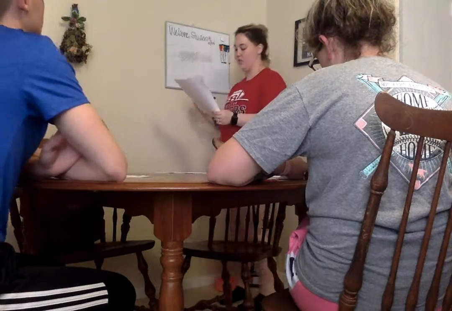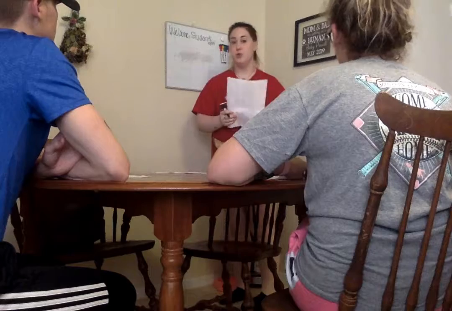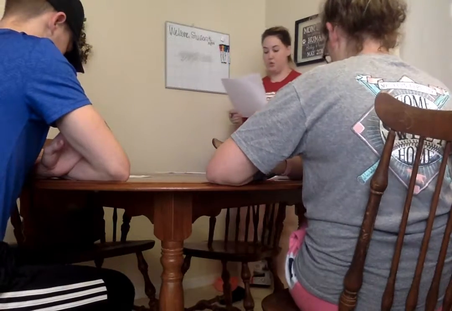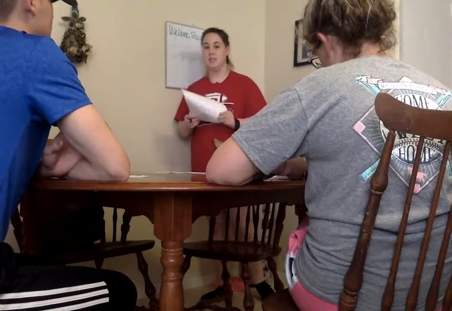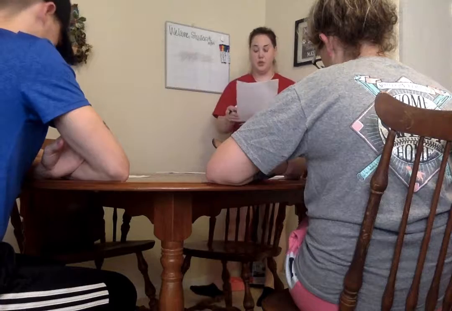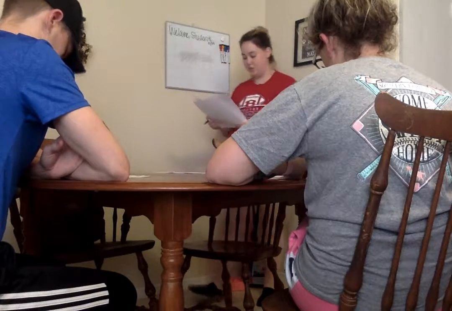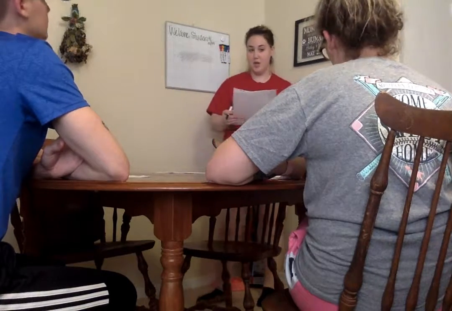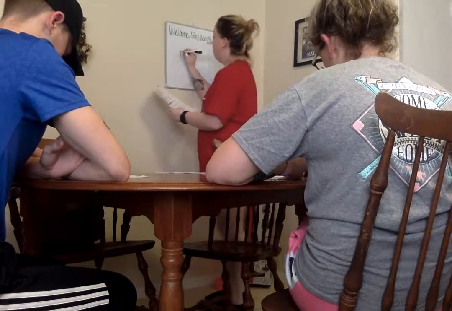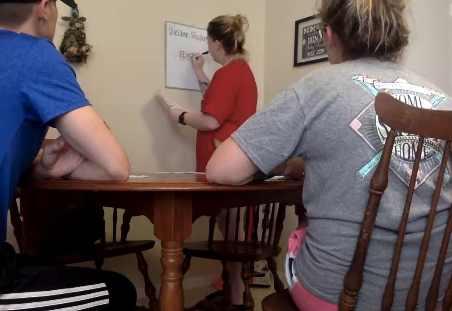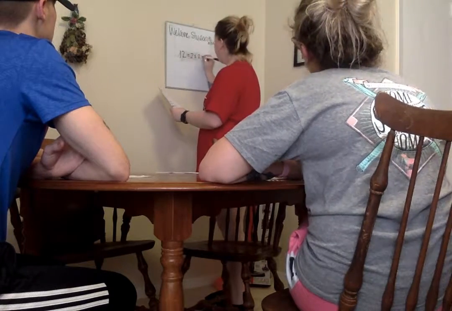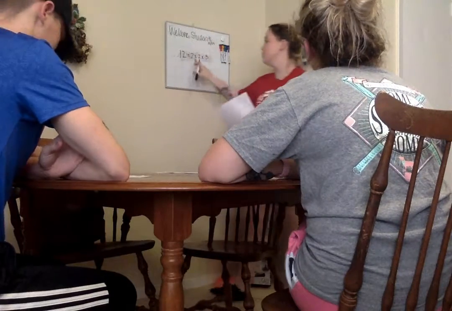We start with the smallest factor, which is 2. Can 2 go into 12? Yes. Okay, so we know 12 divided by 2 is 6. Can 2 go into 6? Yes. Good. So now we know that 12 divided by 2 equals 6, and 6 divided by 2 equals 3. Can 2 go into 3? No. That means we have our answer. So it's 12 equals 2 times 2 times 3. Those are our factors.